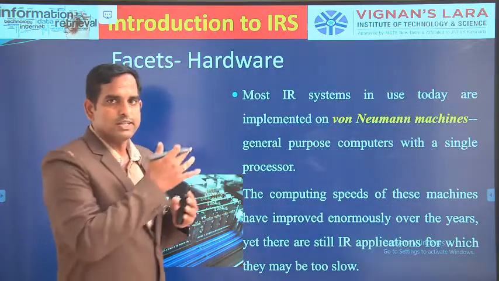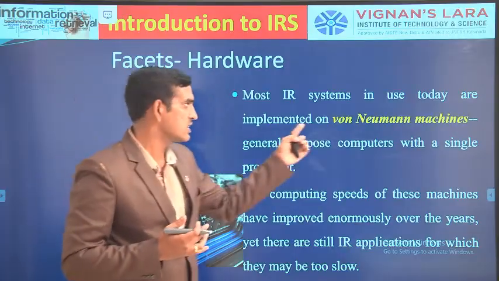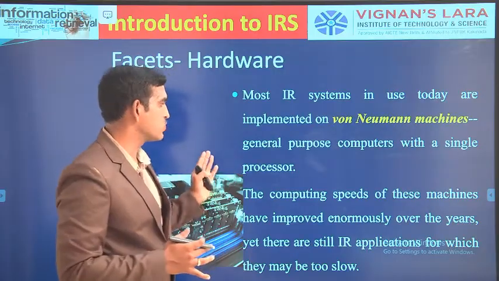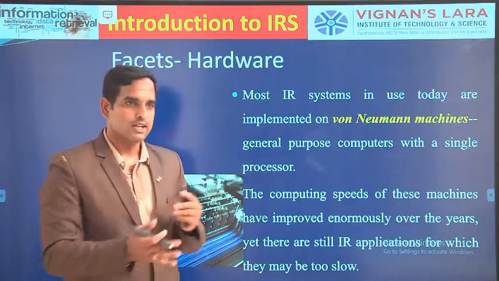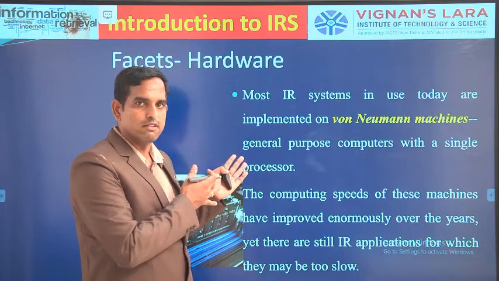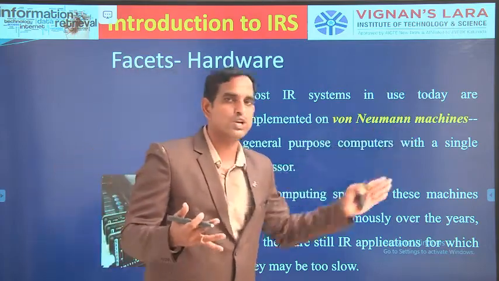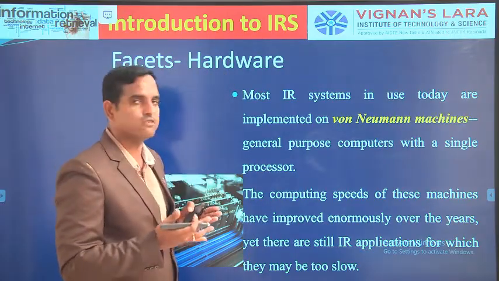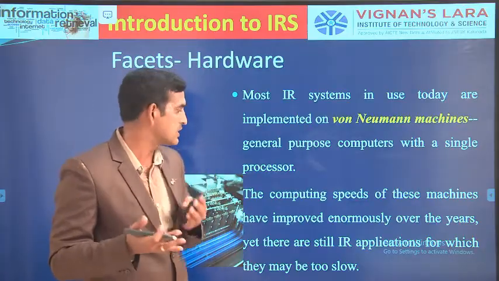The next thing, hardware. As I told you, the hardware facet will be having various terms. The first term is your one human machines. These are the oldest type of implementations where your general purpose computer will be having a single processor. Whatever computers we are using at the current time will be having usually one processor. All these single processor systems will be called one human machines. These one human machines will work with a single processor, where a single processor system will be implementing your information retrieval system.